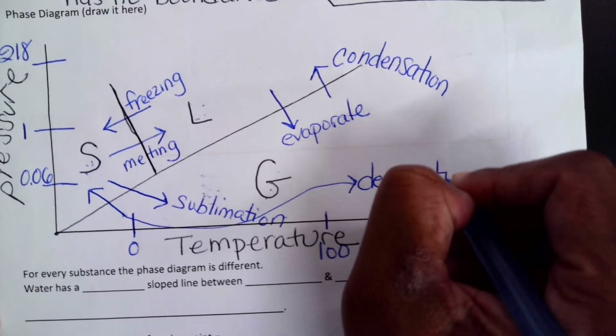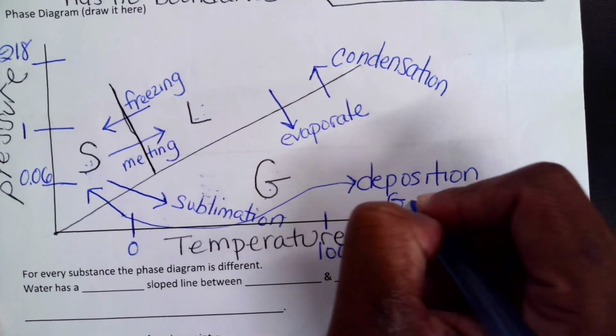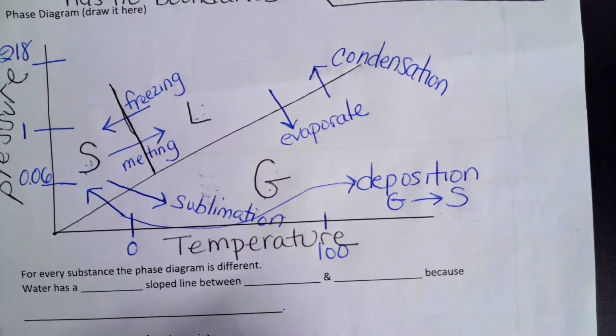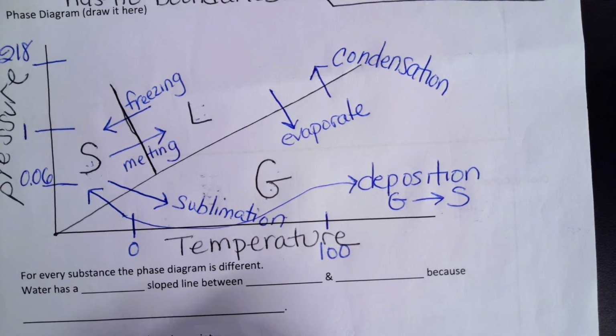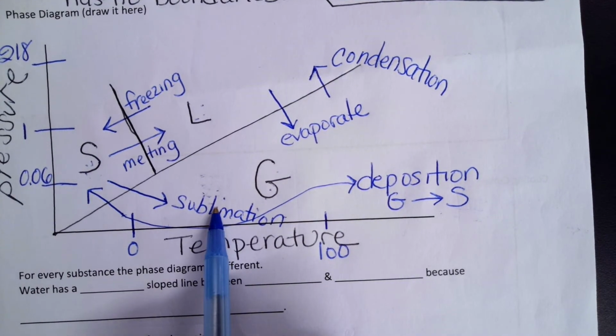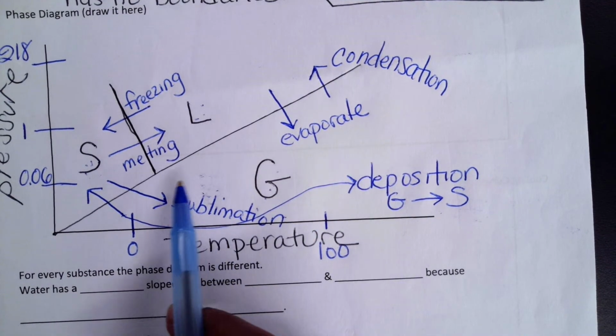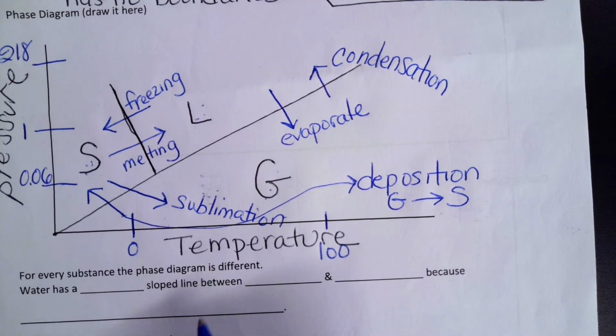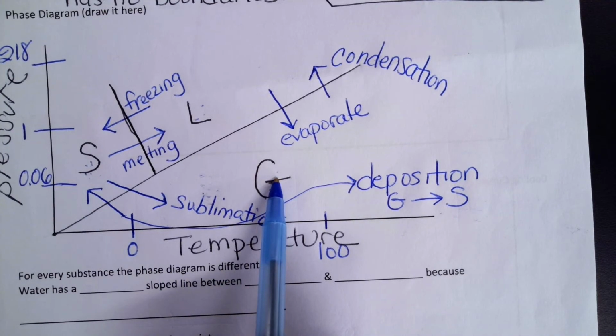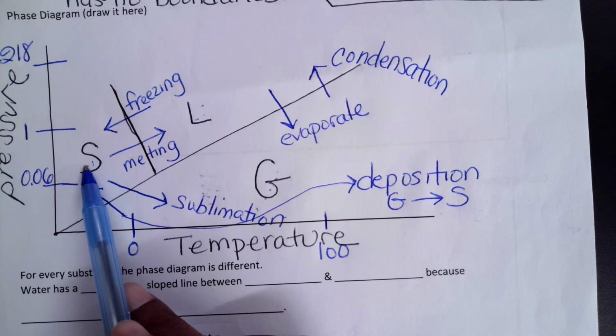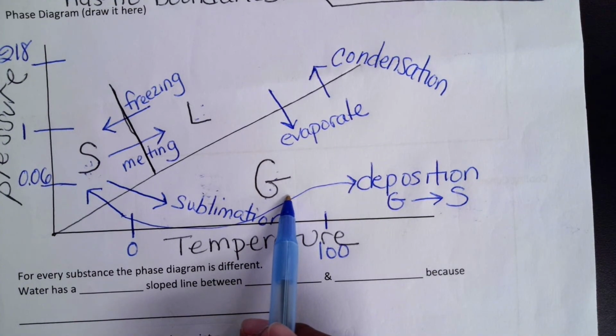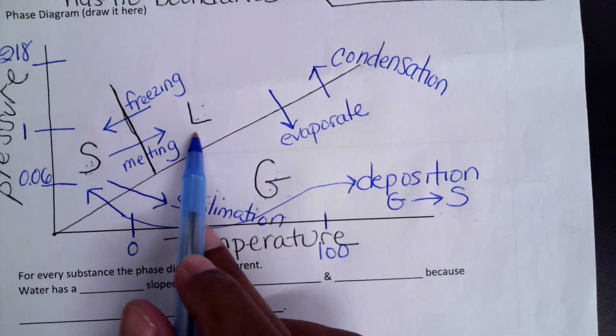Deposition. This is going the reverse, a gas straight to a solid, skipping over the liquid phase. So sublimation and deposition skip directly over the liquid phase. So the solid to a gas phase, you can think of like dry ice, because you have that solid dry ice, and then it just becomes a gas. It doesn't become a liquid.